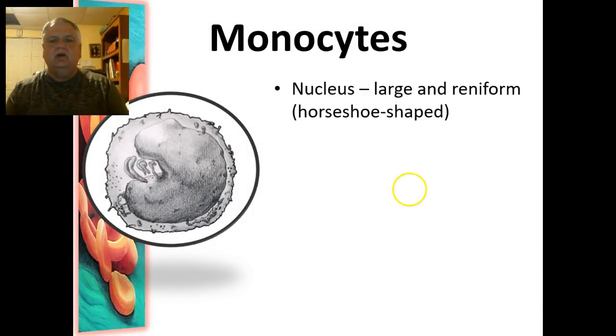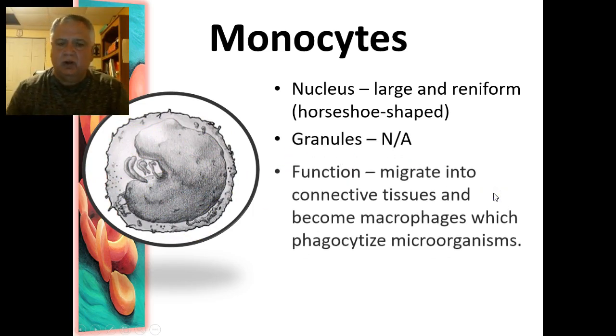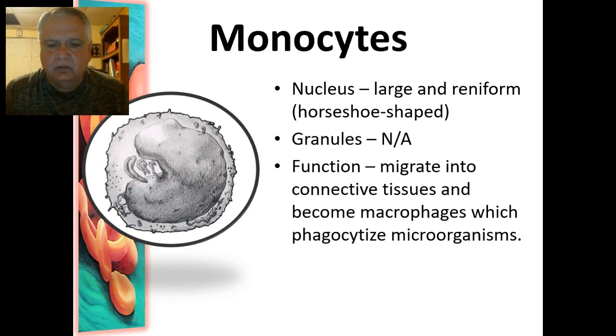The monocytes, on the other hand, also have a very large nucleus. However, we can identify them easily from the lymphocytes due to the fact that their nucleus is kind of horseshoe shaped, or what we call reniform. You can see this large indentation in the nucleus. Still takes up most of the cytoplasm, but it has that characteristic horseshoe shape to it. Granules are not present. Again, these are agranulocytes.